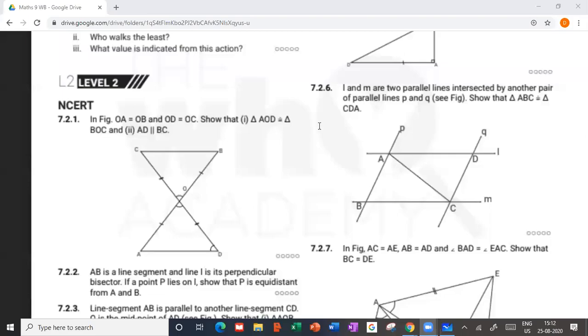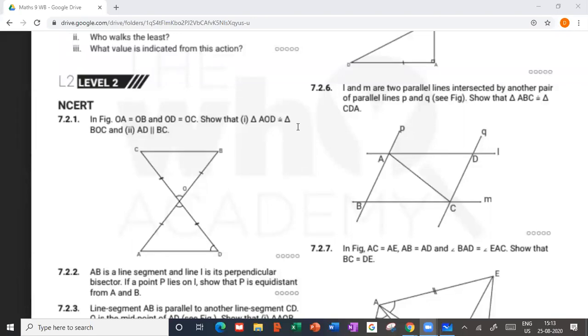Okay, so the first question is: in the figure, OA is equal to OB and OD is equal to OC. Show that triangle AOD is similar to triangle BOC and AD is parallel to BC. So how will you do this?